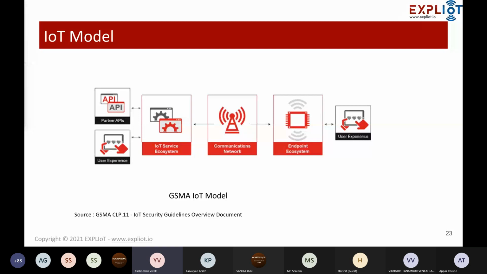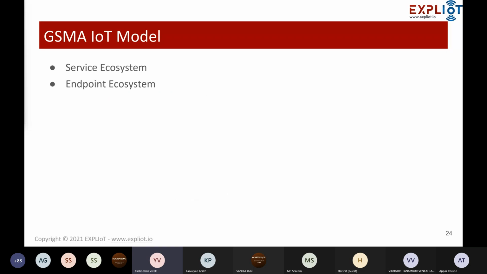And that is linked to the IoT service ecosystem that includes all the web services, web APIs, cloud, and the mobile applications. Then you have a communication layer, whether it's cellular, short range communication, or long range Wi-Fi, which will be defined as per the use case. And the actual IoT device, what we call the endpoint ecosystem. So the basic thing we're discussing is the service ecosystem and the endpoint ecosystem in that scenario.